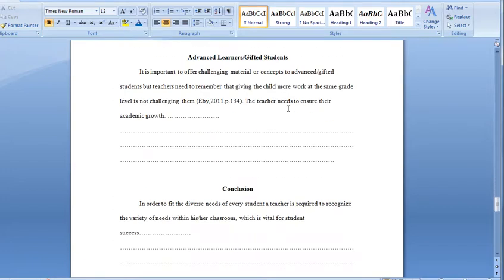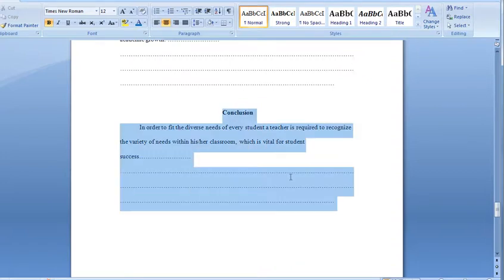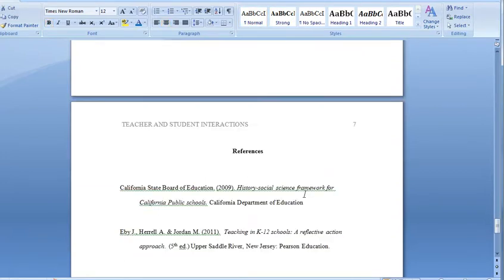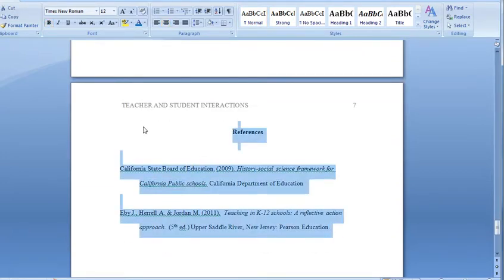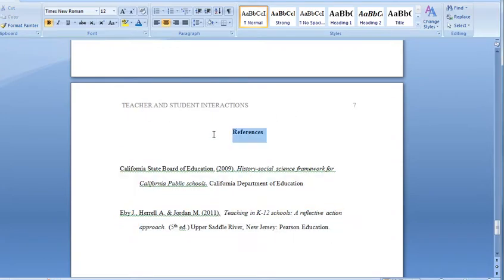This is your gifted. And then you wrap it up with a conclusion, and be sure to include a reference page as usual. And remember, these all have page headers. The titles of the pages are bolded, and everything in your paper is in Times Roman size 12.